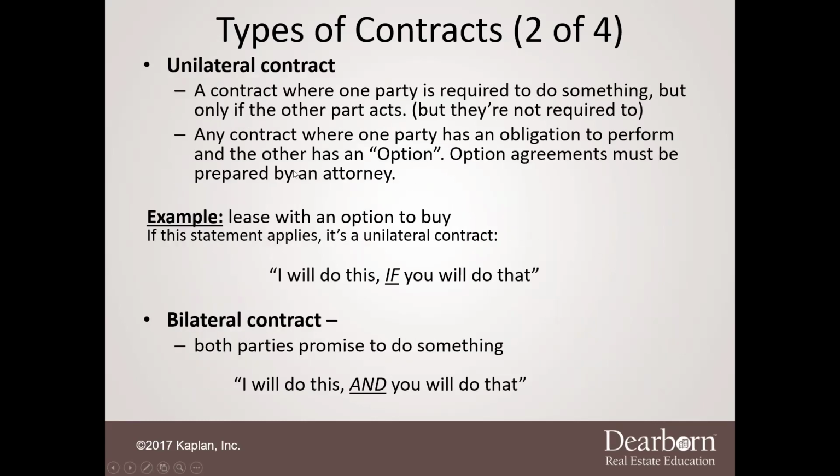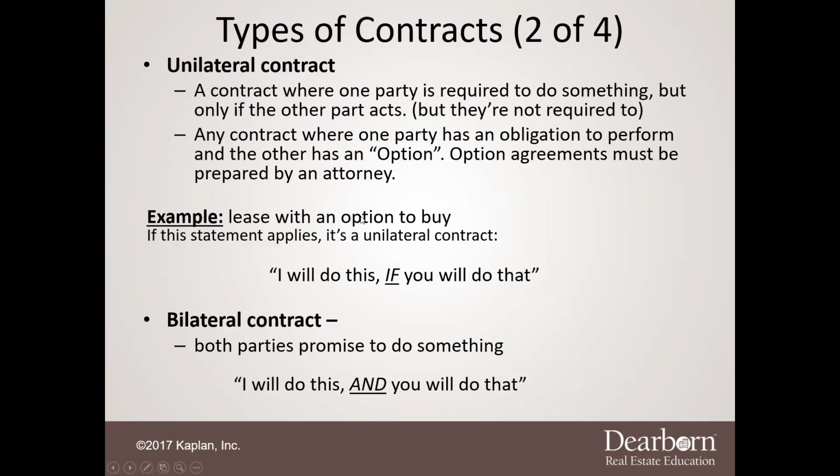Unilateral contract: one party's required to do something, the other has an option to act or not, but they do not have to. So any kind of contract where somebody has an option to do something or not would also need to be prepared by attorneys, by the way. So an example of a unilateral contract is a one-sided agreement or promise.